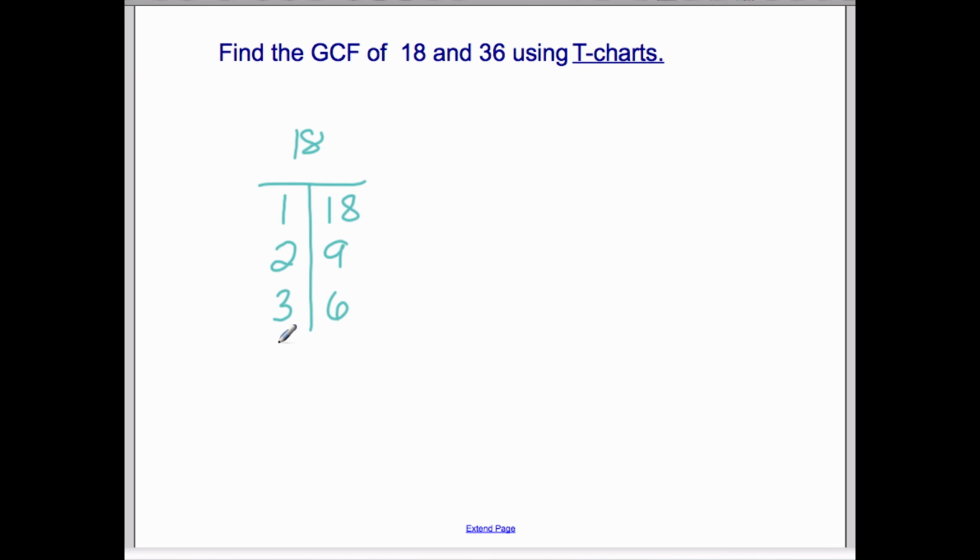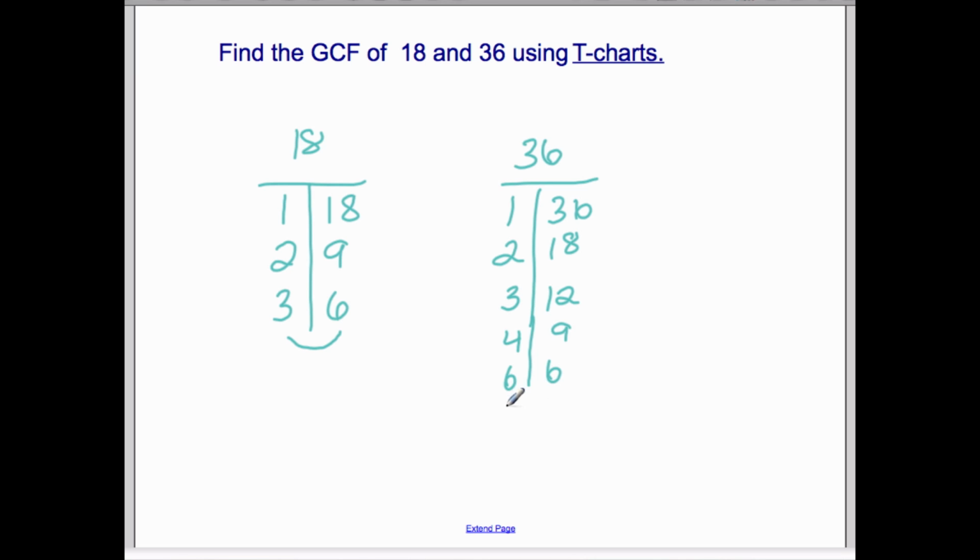Does 4? No. Does 5? No. Does 6? Yes. Well, we already have it written on the other side, so we know that we have all of our factors here. And we do the same thing for 36. 1 goes in how many times? 36. 2? 18. 3? 12. 4? 9 times. Does 5? Nope. Does 6? Yes, 6 times. 6 goes in 6 times, and we have a repeat, so again, we know that we have all of them.